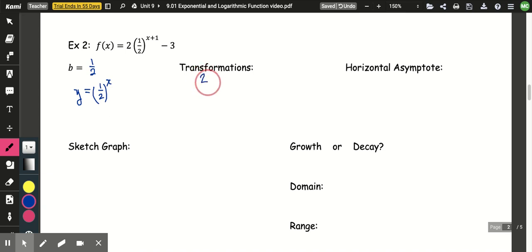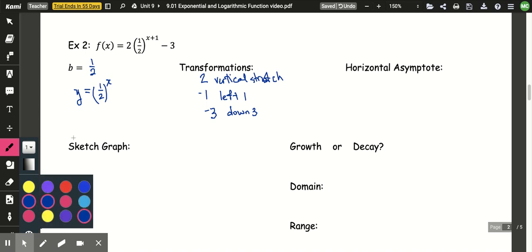That 2 that's in the front is an a value. Since it's bigger than 1, that's going to make it a vertical stretch. In the exponent, the x was replaced with x plus 1, so that means the h value is actually a -1. If you think about the x plus 1 in there, that means that it's moving left 1. And then at the end, we have a k value of -3, so that means we're moving down 3 for all of our points.